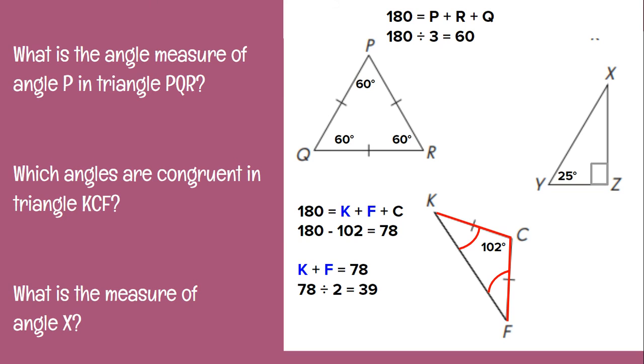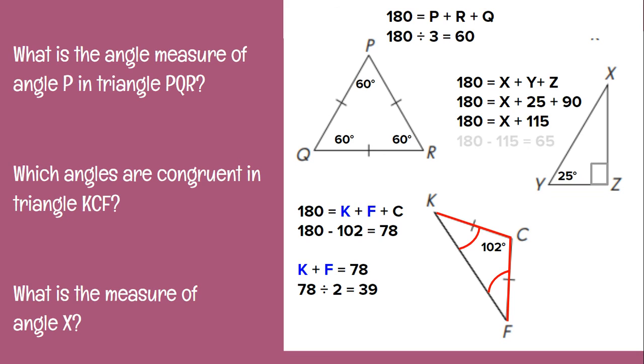What is the measure of angle X? So looking at triangle XYZ, we see that it is a right triangle since angle Z has the box around it that tells us that it is 90 degrees. And so we can add what we know. 25 and 90 equals 115. And we can subtract 115 from 180, and that equals 65. So the measure of angle X is 65 degrees.